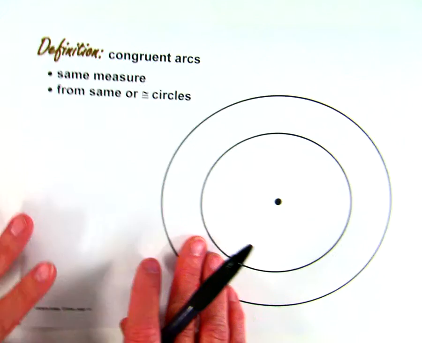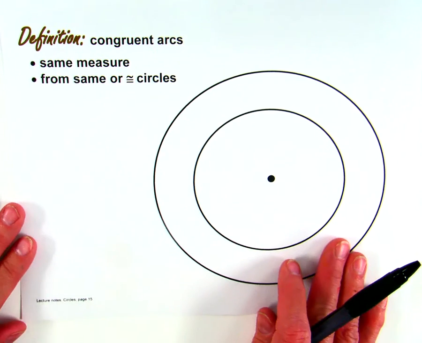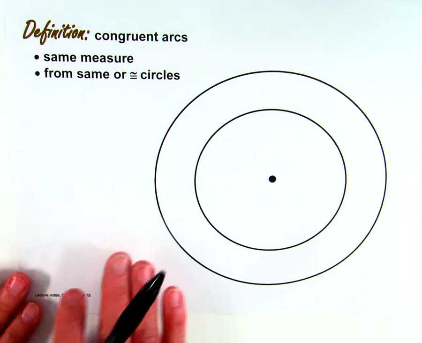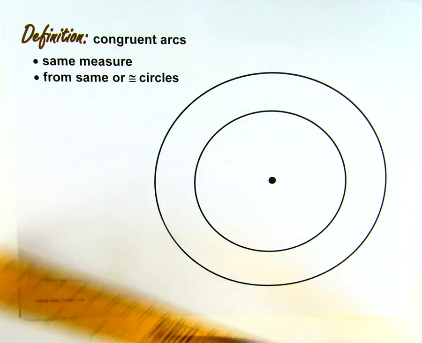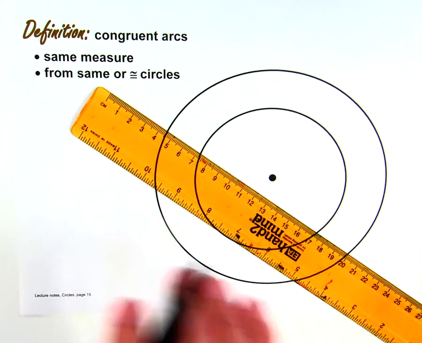Now let's talk about congruent arcs. Remember I said it's a little bit different than how we deal with it when we deal with measurement of line segments? Definition of congruent arcs. They must have the same measure and they must be from the same or congruent circles. Again, remember that the measure of an arc is the measure of the central angle.